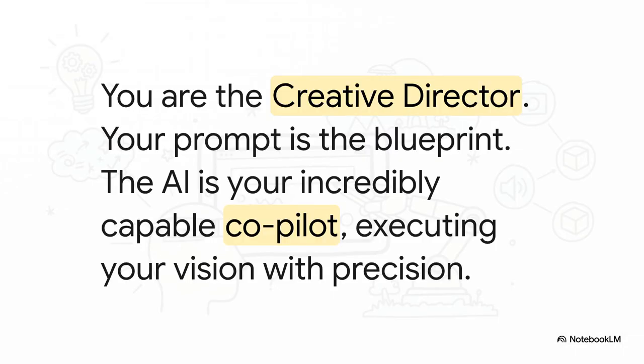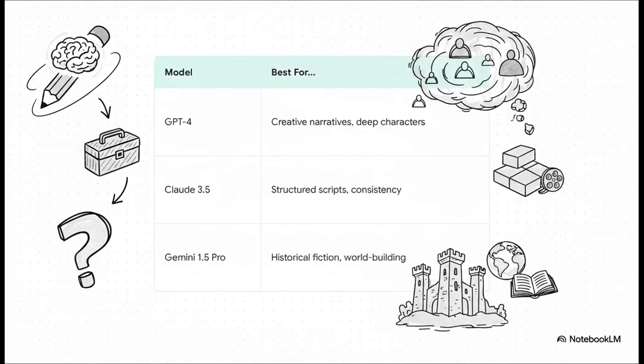Honestly, this is the ultimate way to think about it. You are the creative director. Your detailed prompt is the blueprint, and the AI becomes your incredibly capable co-pilot, ready to execute your vision with incredible precision and speed. And choosing the right co-pilot really, really matters. GPT-4, for example, it's a rock star at divergent thinking. It's fantastic for brainstorming wild ideas and developing these really complex, nuanced characters. But for a well-structured screenplay, I'd probably lean towards Claude 3.5. Why? Well, its massive context window lets it remember details from page 1 when it's writing page 100, which gives you perfect consistency.